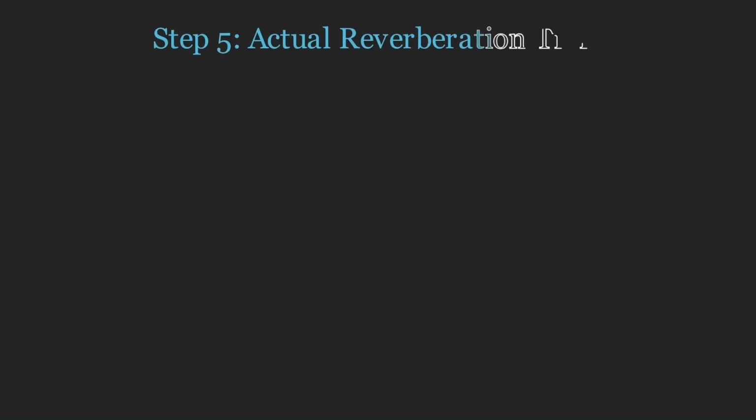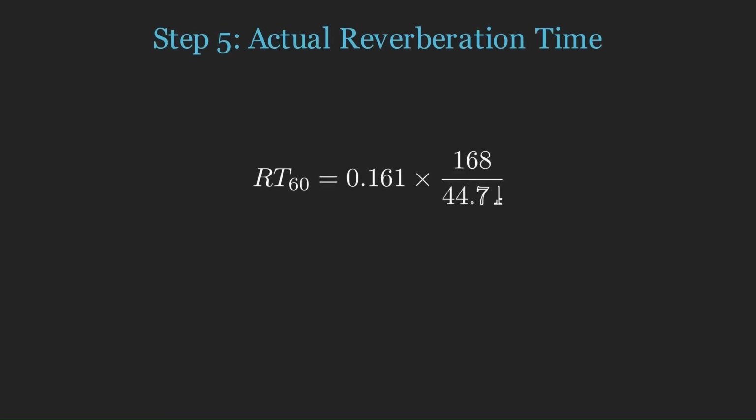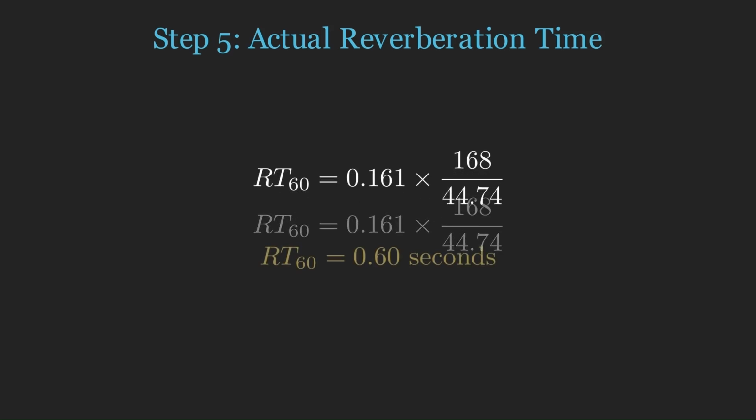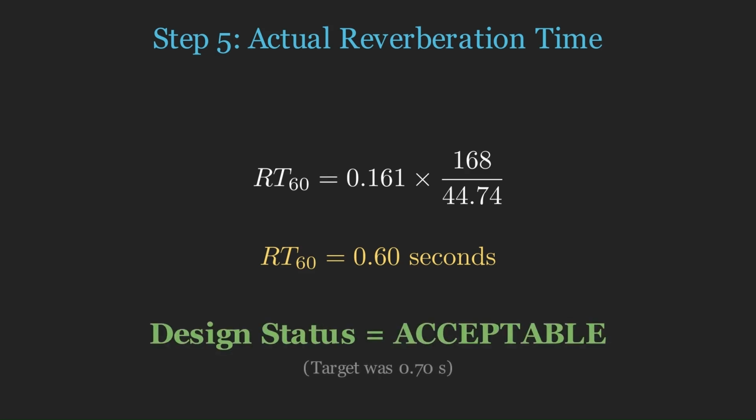Finally, in step 5, we calculate the actual predicted reverberation time based on these real-world finishes using Sabine's equation once again. When we run the math, our actual predicted RT60 comes out to 0.60 seconds. Since 0.60 seconds is lower than our maximum target of 0.70 seconds, this clearly suggests that the existing building design is completely acceptable. It will provide excellent speech clarity for students without needing any extra, costly wall treatments.